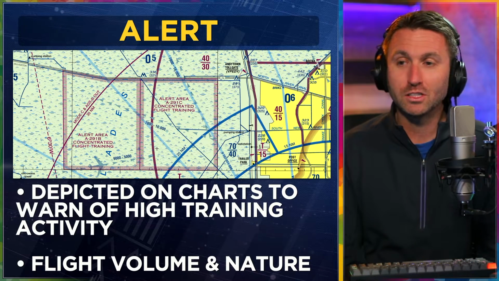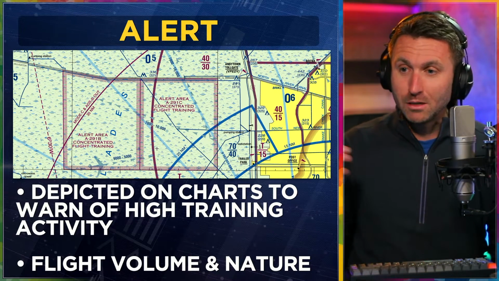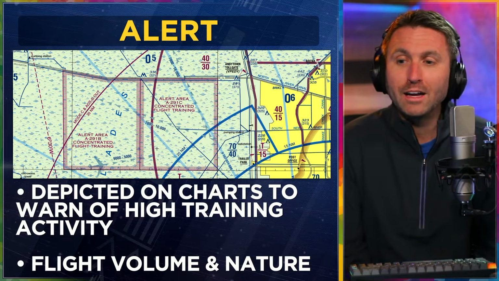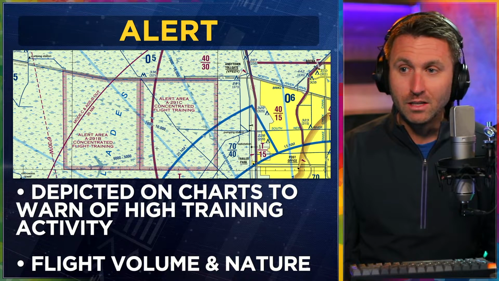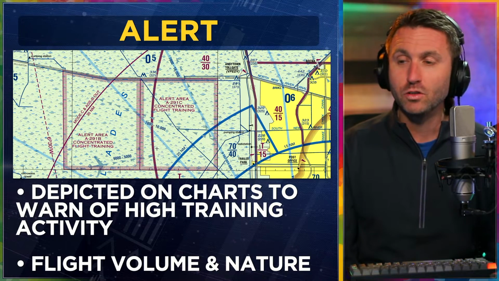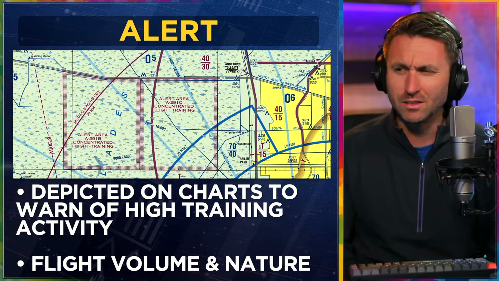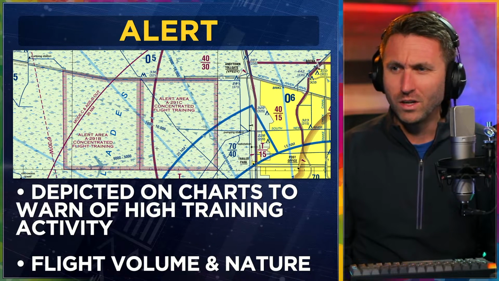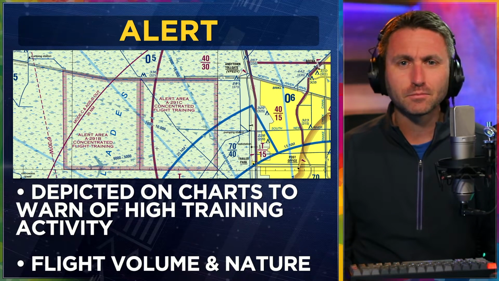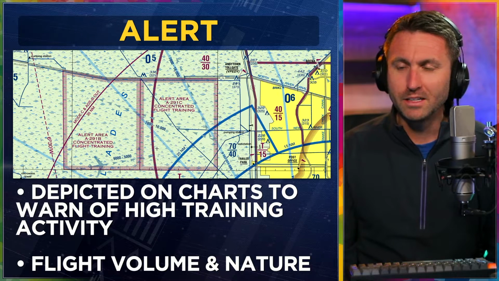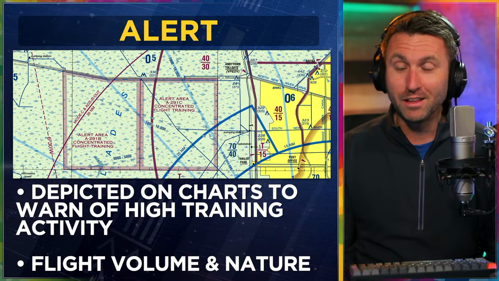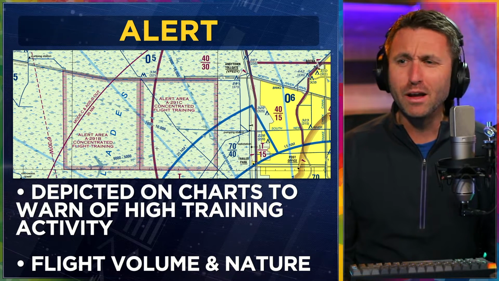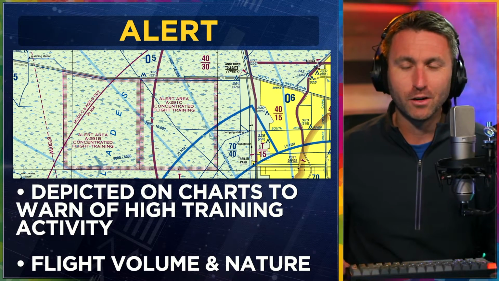It's just depicted on charts in magenta with the tick marks only facing in to warn of high training activity, either in flight volume or in the nature of it. It says right there, alert area, Alpha 291 Charlie, concentrated flight training. This is somewhere, I think, west of Miami. I don't even know where this is at. But it's the point that it's nice to have on the chart. If you're just looking to joyride and you want a little bit less of a busy trafficked flight, stay away from these alert areas designated on the chart.